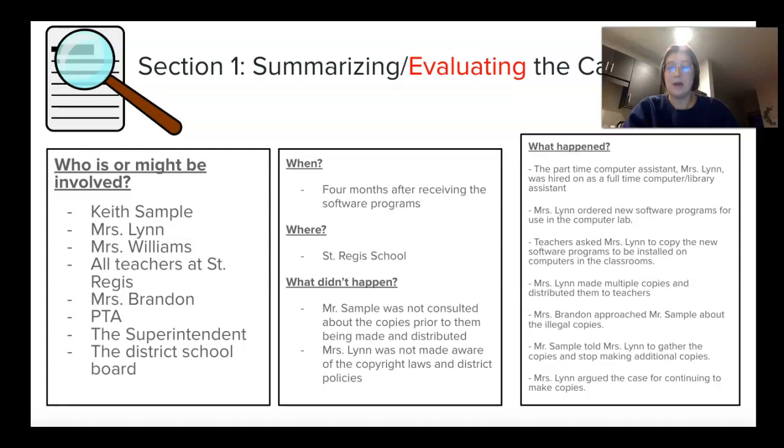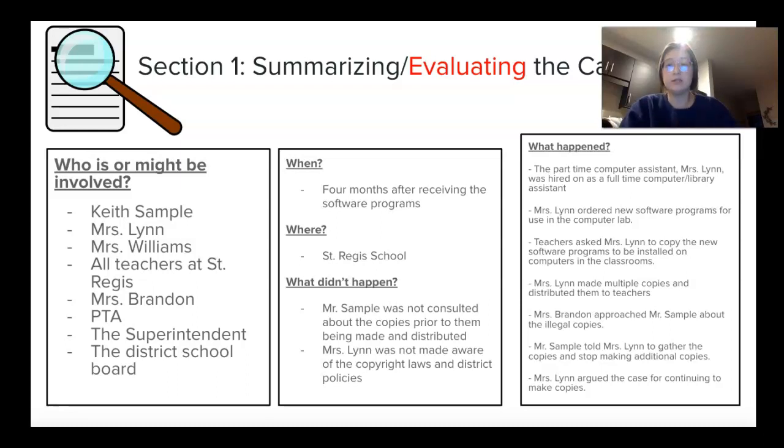So what didn't happen? Mr. Sample was not consulted about the copies prior to them being made and distributed. Mrs. Lynn was not made aware of the copyright laws and district policies, according to what I read through the case.